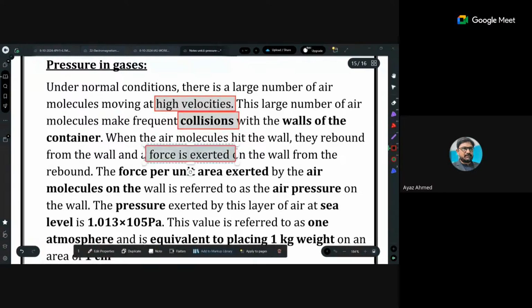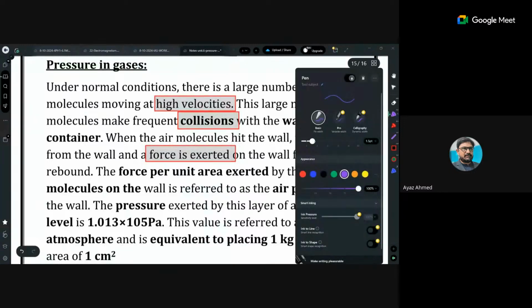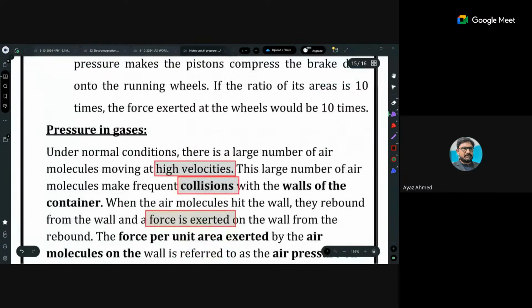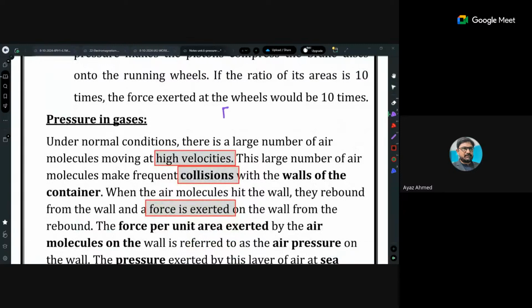Here I will add one point, that the force is actually due to the rate of change of momentum. If you people knew the change in momentum topic, the resultant force was equal to change in momentum divided by time, isn't it? Yes, sir.